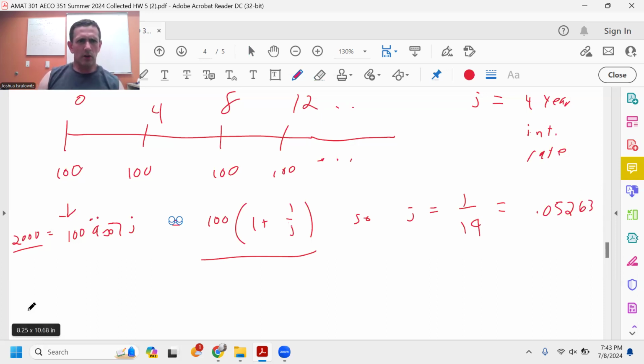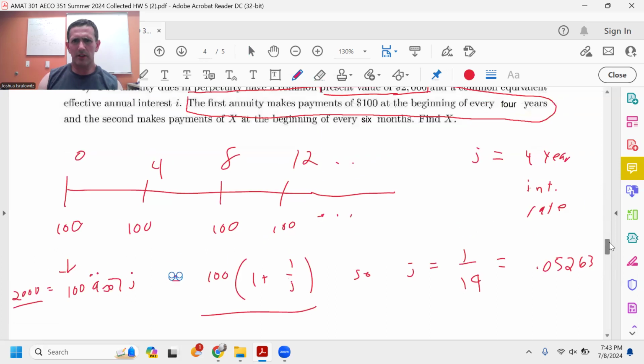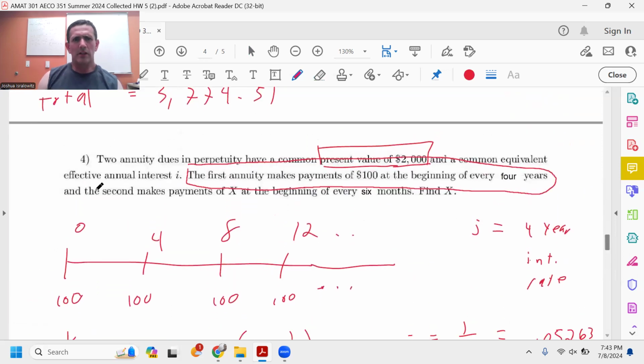Okay, so let's say I. This is kind of to throw you off, but the point is, if they have the same effective annual interest rate, then the rate we're pricing each annuity at is the same. It doesn't matter really what interest rate. We're all dealing with equivalent interest rates here.